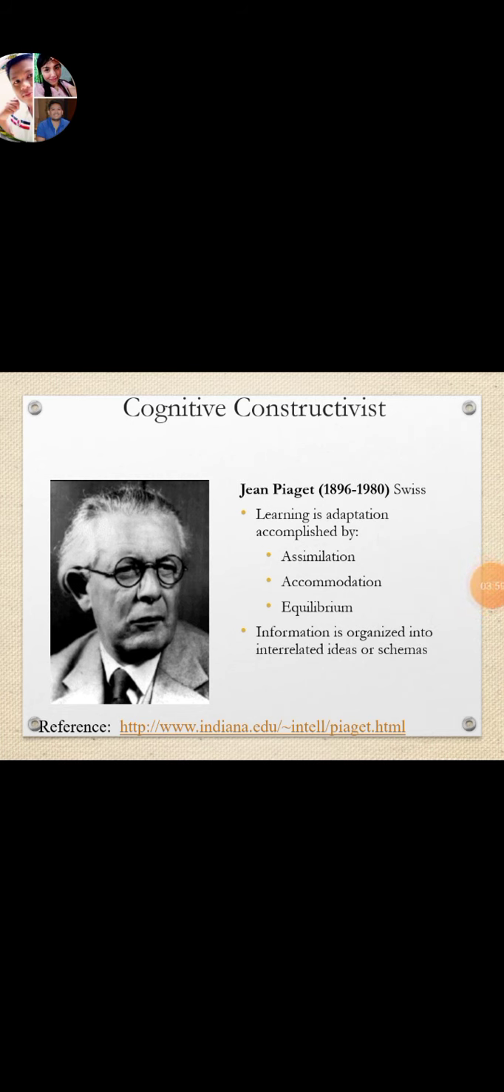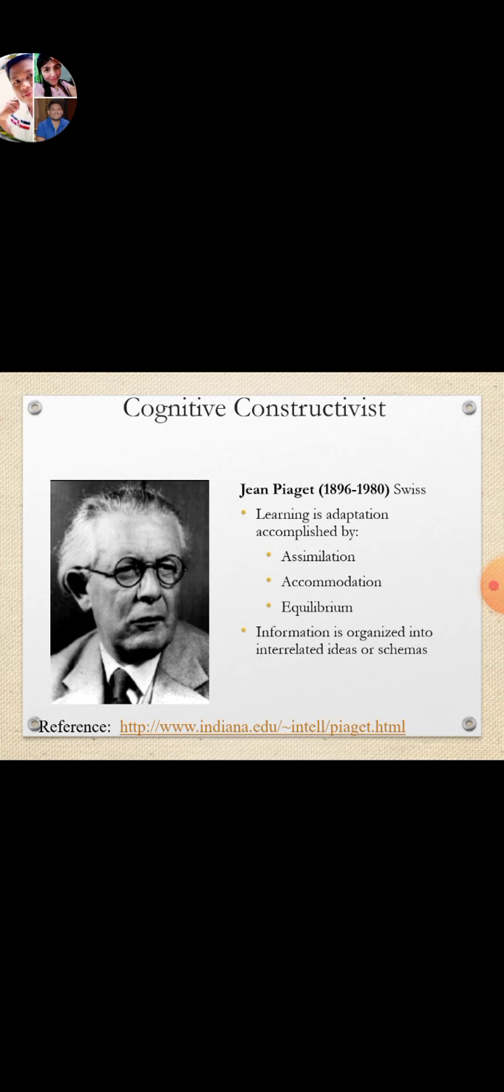Piaget's 4 stages of cognitive development. Piaget proposed 4 stages of cognitive development which reflect the increasing sophistication of children's thought. First, sensory stage, birth to age 2. Second, pre-operational stage from age 2 to age 7. Third, concrete operational stage from age 7 to age 11. Fourth, formal operational stage, age 11 up to adolescence and adulthood.